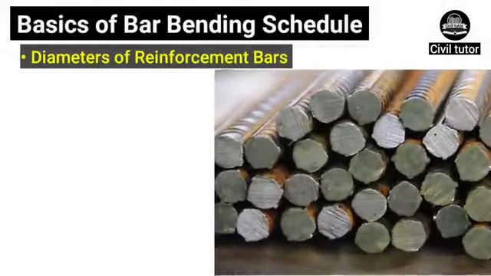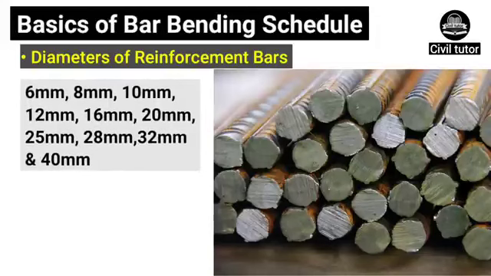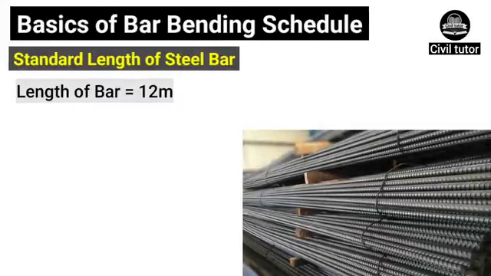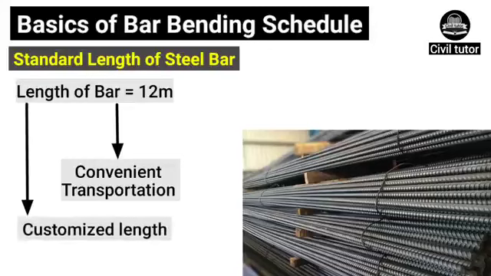The first topic is about diameters. Reinforcement bars are available in various sizes, in which we have 6 mm, 8 mm, 10, 12, 16, 20, 25, 28, 32 and 40 mm dia bars. In addition to that, we can have customized diameters which can be ordered directly from the industry as per our need. The standard length of a steel bar is usually kept as 12 meter for convenient transportation, or this can also be customized as per the bar bending schedule, which is usually done in mega projects.